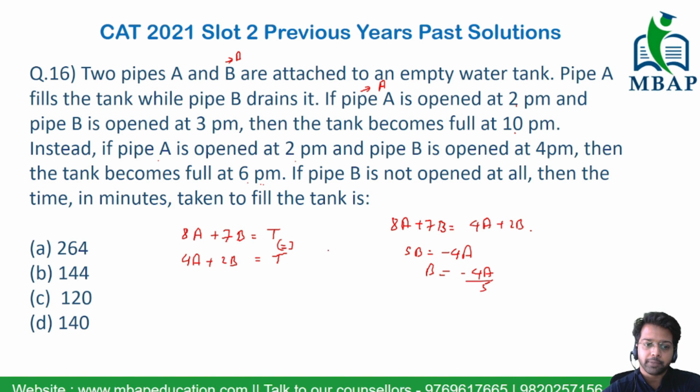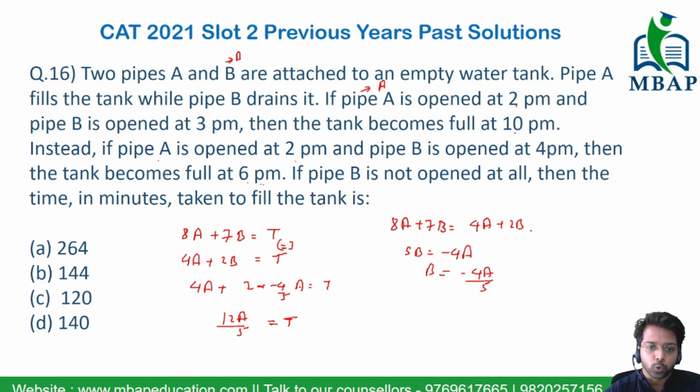Let's put this into the expression. So 4A plus 2 times B becomes 4A plus 2 times minus 4 by 5 A, which will be equal to T. So 2 times minus 4 will become minus 8 by 5. So 4 minus 8 by 5 will become 12A upon 5, which is 20 minus 8. So 12A upon 5 will be equal to T, right?